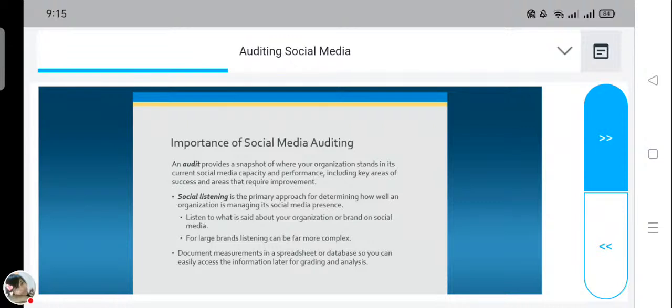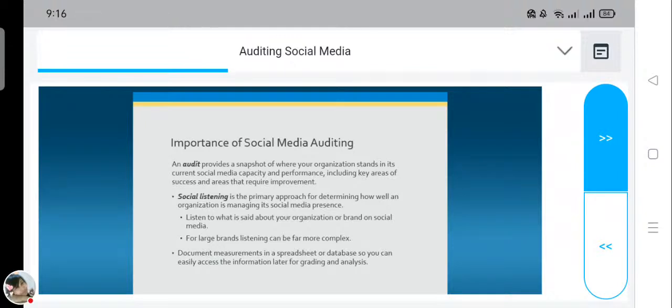So an audit provides a snapshot in time of where your organization stands in its current social media capacity and performance, and we'll be looking at key areas of success and areas that require improvement. I mean, after all, if you're going to set in motion a new social media plan for an organization, it's very critical that you know how things are already operating.